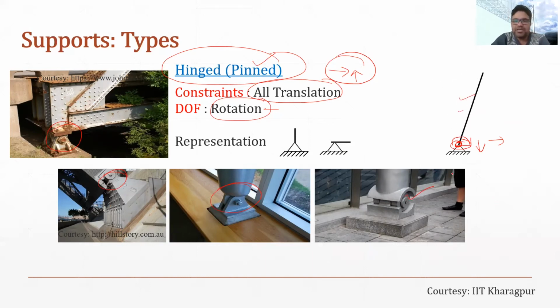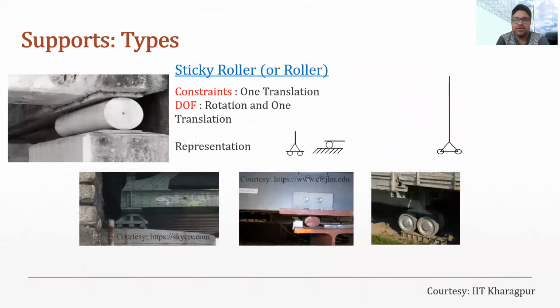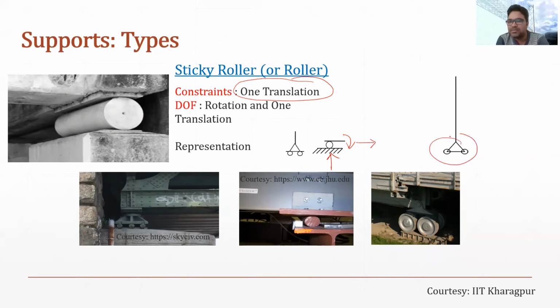Similarly, we have the third type of support, which is called the roller support. Now, in the roller support, it offers only one reaction, and which is the vertical reaction. So, which means on the roller support, rotation can occur, and also the horizontal movement can occur. So, you can see here, this is the representation.